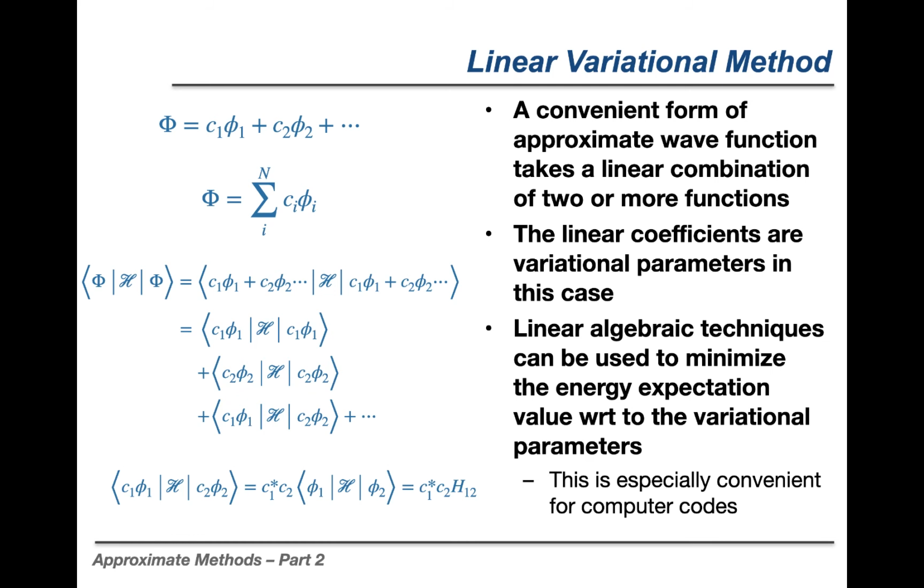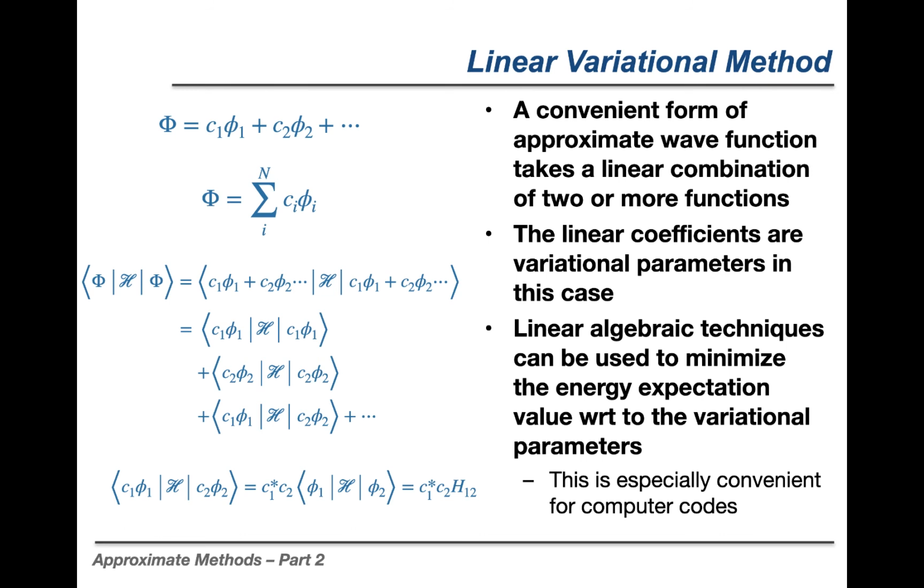Since there's always one in the bra and one in the ket, I have a series of what look like matrix elements. In the last expression here, I've written one term from the middle set of equations simply as C1 star, C2, H12. If I took the first term that was expanded above, I'd have C1 star times C1 times H11. And if I took the second term, I'd have C2 star times C2 times H22. As a result, when we have a function in a bra, an operator, and then a ket with another function, we often refer to those integrals as matrix elements, especially within the context of the linear variational method.